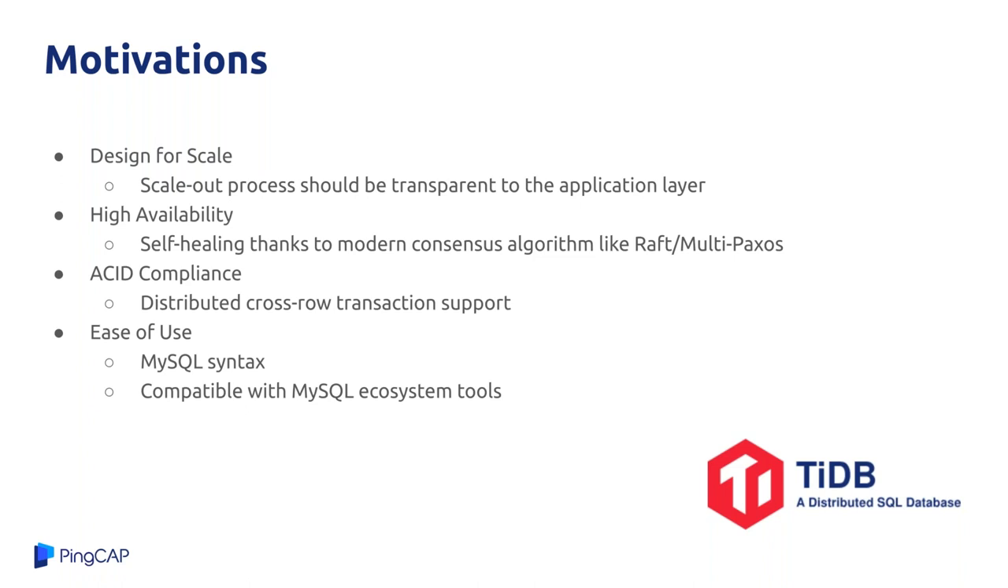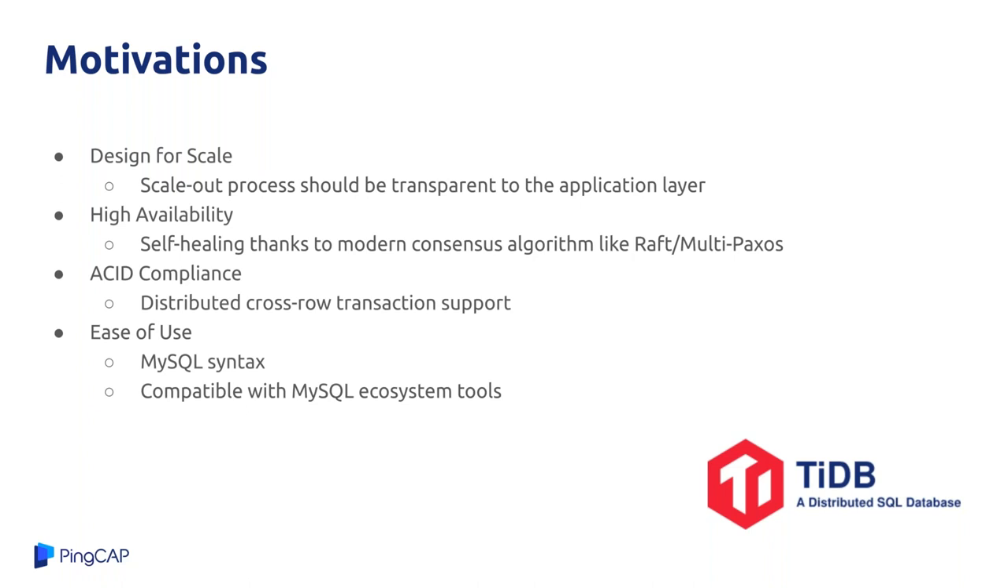The second is HA. I think nowadays the L2 failover has become more and more important for modern application architecture. The distributed database should support self-healing. But I think the good news is, with the help of some modern distributed consensus algorithms like Multi-Paxos and Raft, it is possible to do that. So we are not going to use the traditional master-slave model. We have a better solution now.